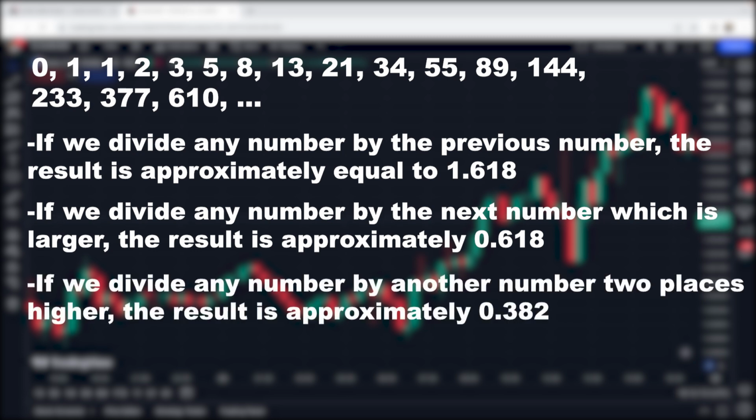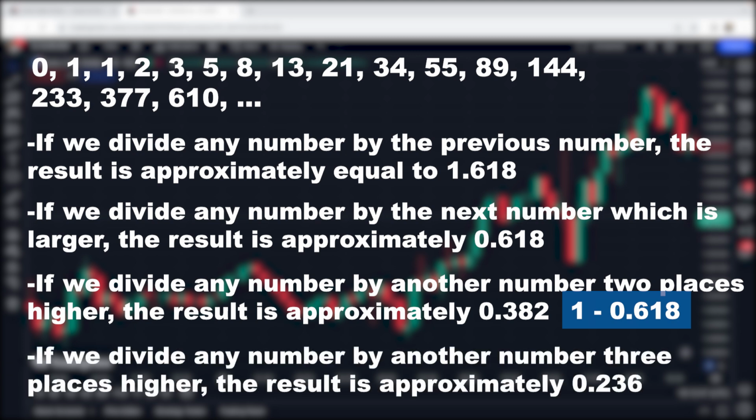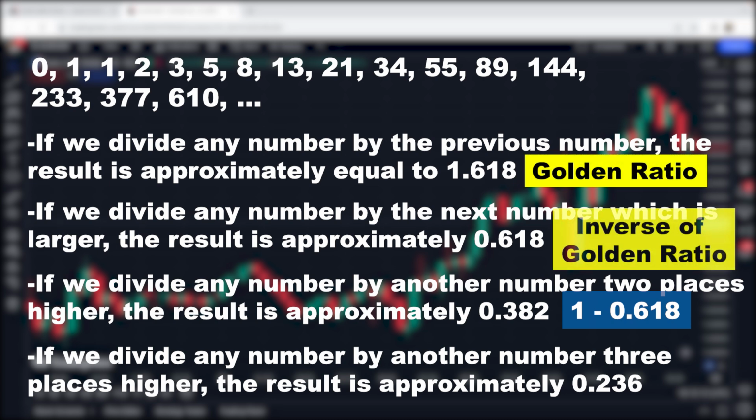And if we divide any number by another number 2 places higher, the result is approximately 0.382, and similarly the result gets closer to this as the numbers get larger. Also notice that 1 minus 0.618 equals 0.382. And finally, if we divide any number by another number 3 places higher, the result is approximately 0.236, with the result getting closer to this as the numbers get larger. The ratio of 1.618 is called the golden ratio, and 0.618 is the inverse of the golden ratio.